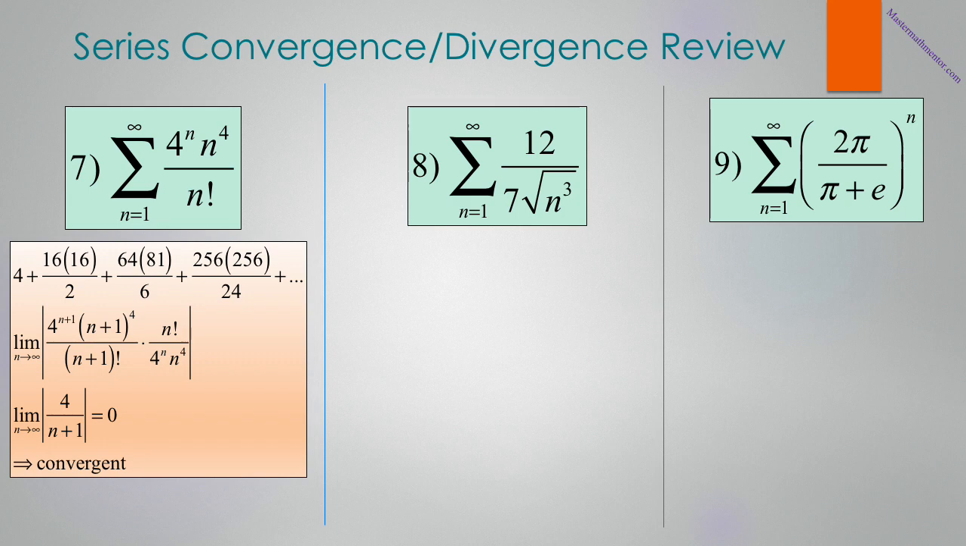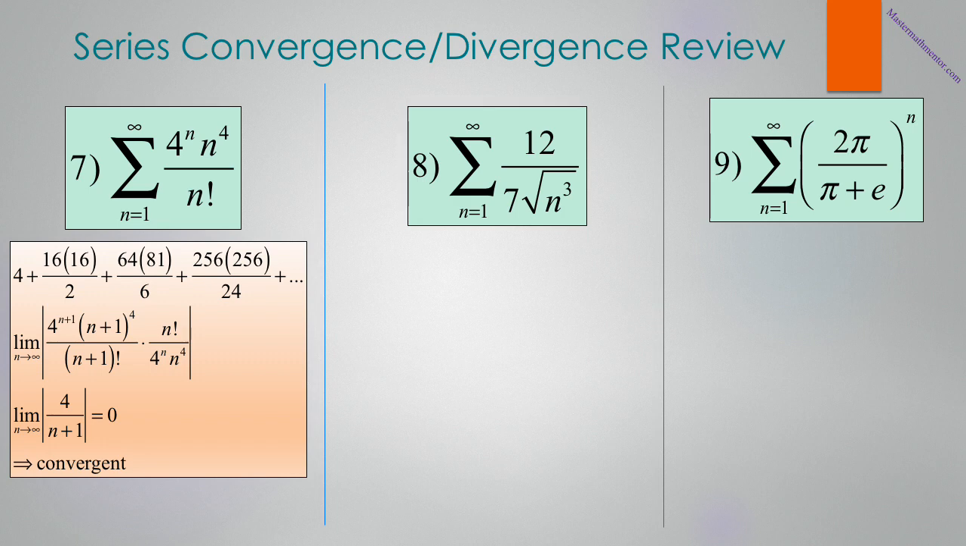Number 7 reads summation n equals 1 to infinity of 4 to the n times n to the 4th over n factorial. When expanded, this is 4 plus 16 times 16 over 2 plus 64 times 81 over 6 plus 256 times 256 over 24 plus dot dot dot. With the factorial, this problem is a prime candidate for the ratio test.